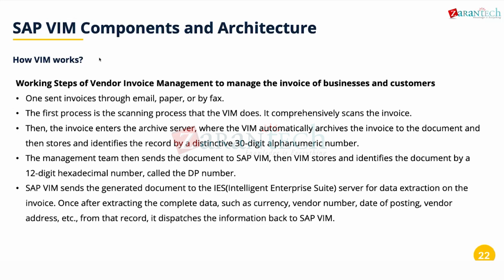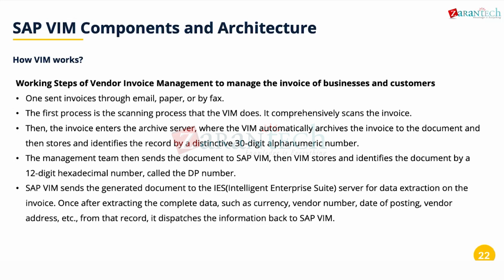So the first step is, this is from the VIM perspective. There can be a P2P cycle, right? Or a non-purchase-order-based process could also have happened, but we just want to talk about how the invoice flow happens in the organization. Once the invoice is sent by the vendor, he can send it through email, paper, or fax. The first process, if it is paper, is the scanning process. It scans the invoice, and the invoice enters the archive server, which I was talking about in the previous slide.